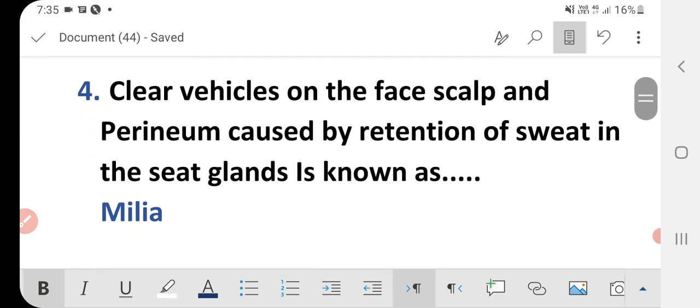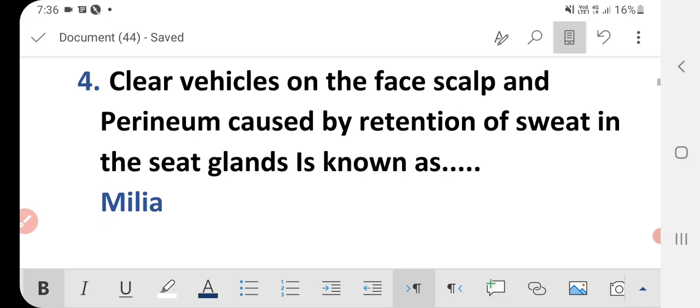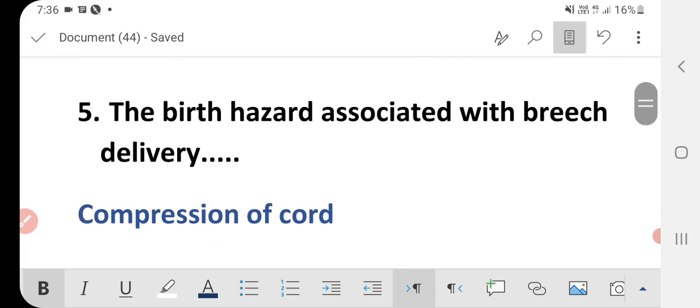Fourth, clear vesicles on the face, scalp and perineum caused by retention of sweat in the sweat glands is also known as milia. Fifth, the birth hazard associated with breech delivery is known as compression of cord.